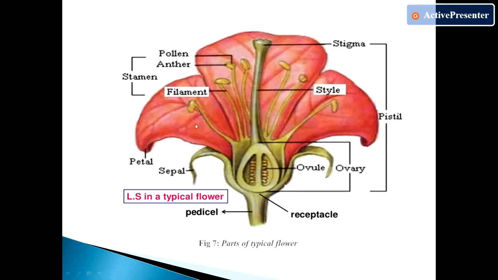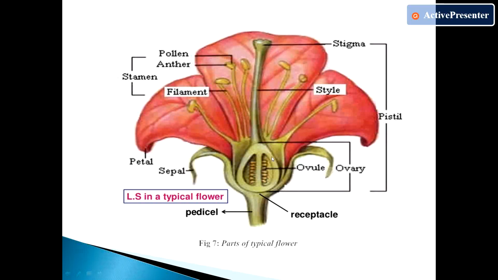Then the third one is the androecium. Each individual part of the androecium is known as a stamen. This is the stamen, and each stamen consists of an anther and a filament. This portion is the anther, this one is the filament. Then the innermost whorl of the flower is the female reproductive structure, the gynoecium, also known as the pistil, P-I-S-T-I-L, pistil. It consists of the ovary, which contains ovules inside, then the style and stigma.